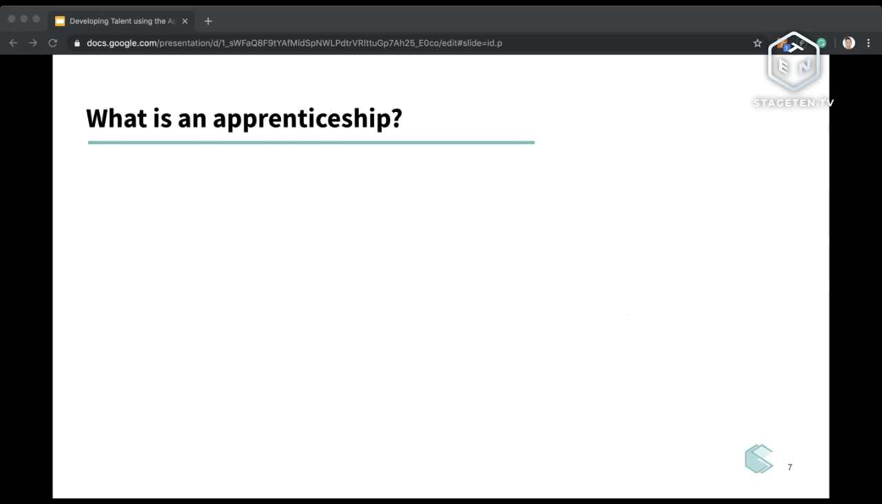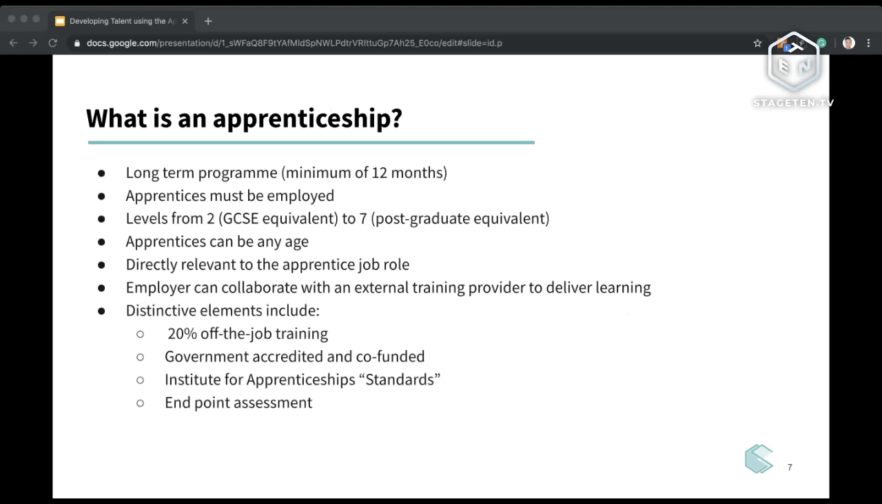So, what is an apprenticeship? I think we have just covered quite a lot of the key details. So, to drill down into those a little bit more, an apprenticeship is a long-term program. It must be a minimum of 12 months of study. Some apprenticeships go up to 3 or 4 years. That does not mean you are losing an employee for 3 to 4 years. Apprentices must be employed. They're not students doing a degree. They are employees, workers, who are doing a training course as part of their employment.